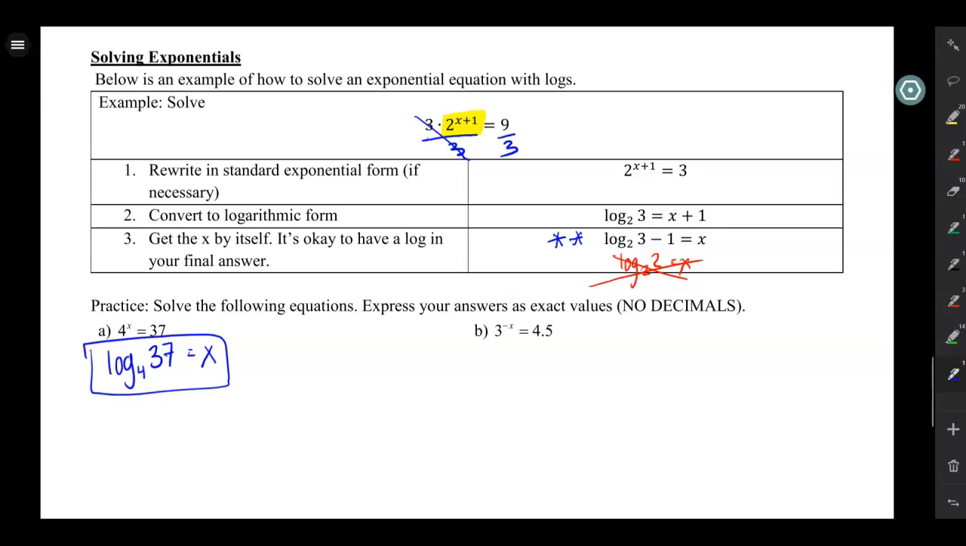And again, that might not feel like an answer because you've still got a log there, but that is an answer. Remember, you can type that into a calculator and you would get a solution there. All right, let's look at the next one.